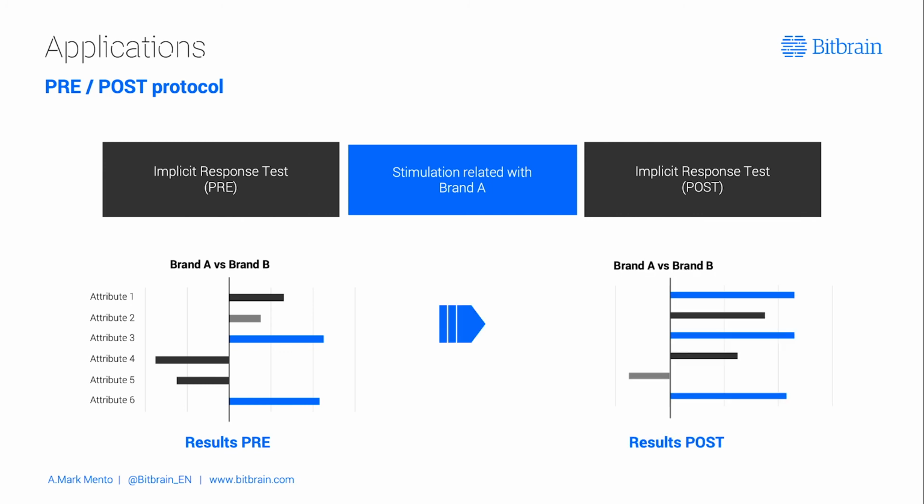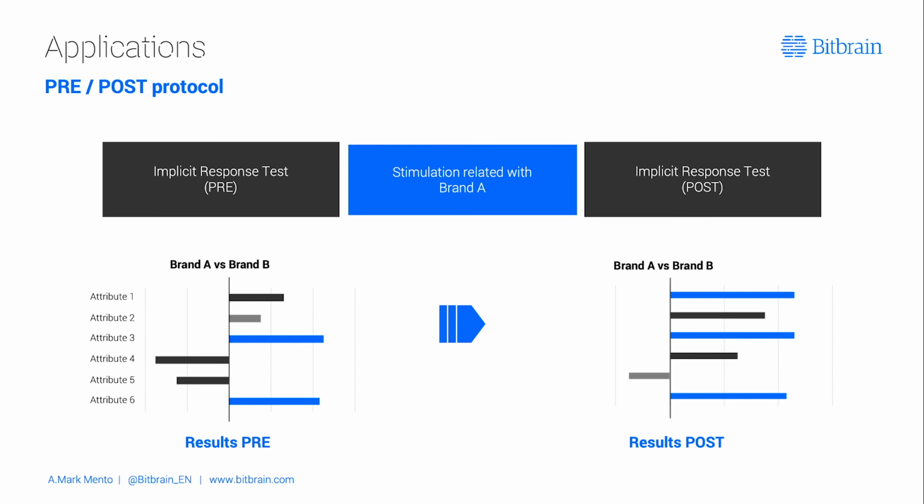Then the participant is exposed to the materials or experience that we're interested in. So they watch a TV commercial, they walk through a store, browse a website, etc. The IRT test is then repeated as a post test.